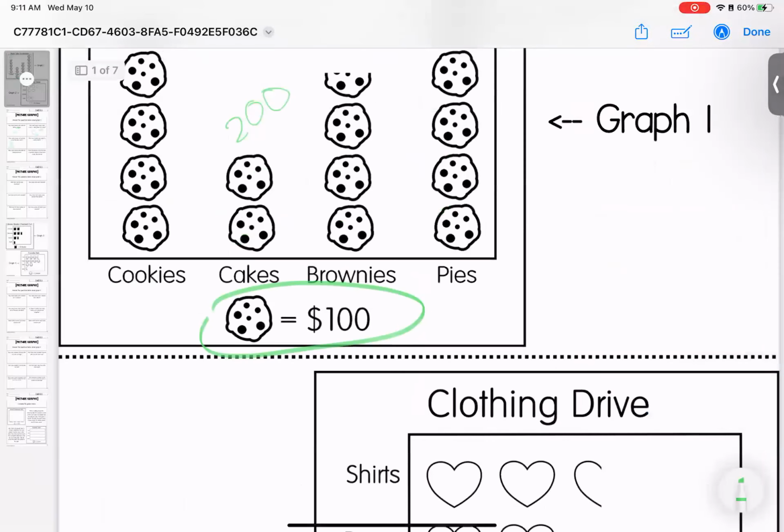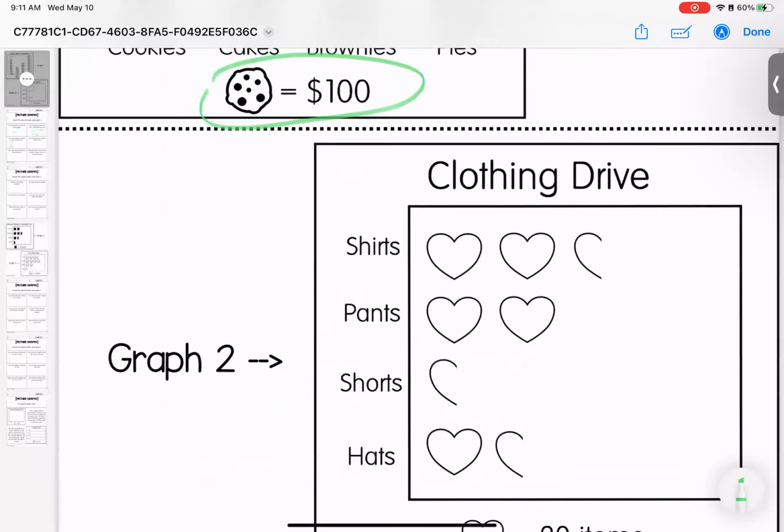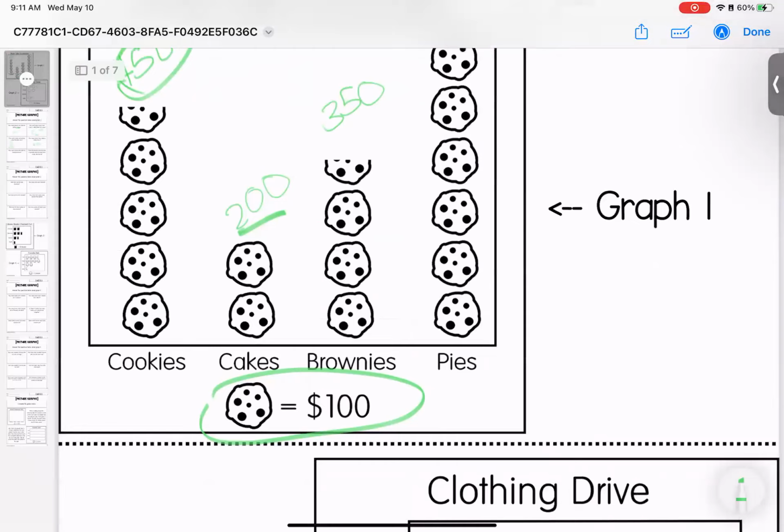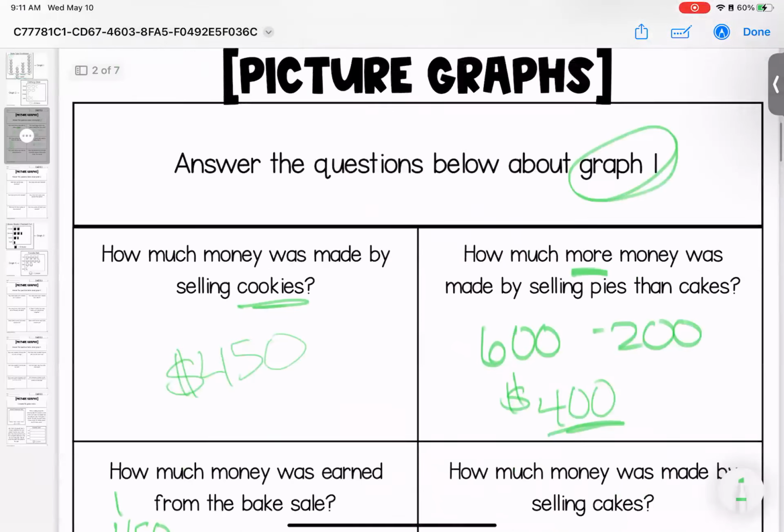How much money was made selling cakes? Coming back up here to cakes, we see that it's 200. How much money was made by selling brownies? Again, if you come up here, brownies, we have 350.